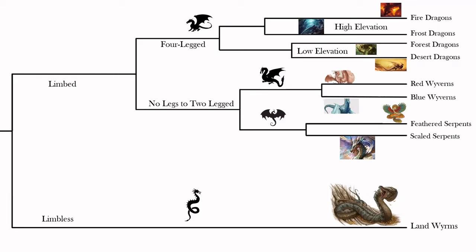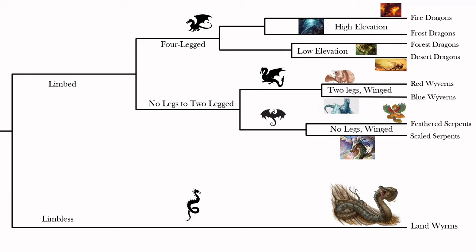So this would be an example of an allopatric speciation event where geographic changes lead to different species. So dragons that live in high places, like volcanoes or high elevation mountains, wouldn't have mated with low elevation dragons who live in the forests and the deserts.